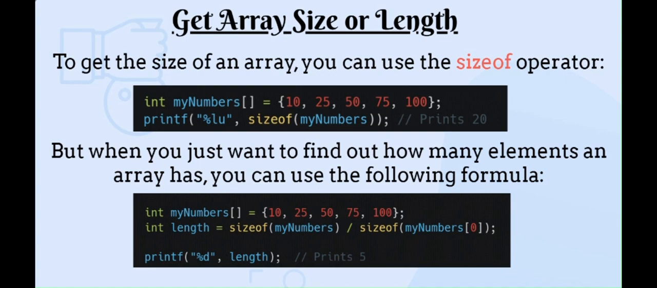Knowing the memory size of an array is great when you are working with larger programs that require good memory management. But when you just want to find out how many elements an array has, you can use the following formula, which divides the size of the array by the size of one array element, like the second example.